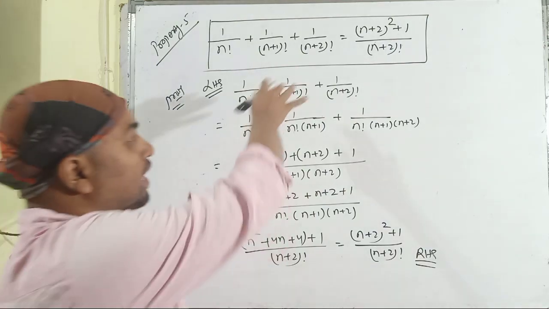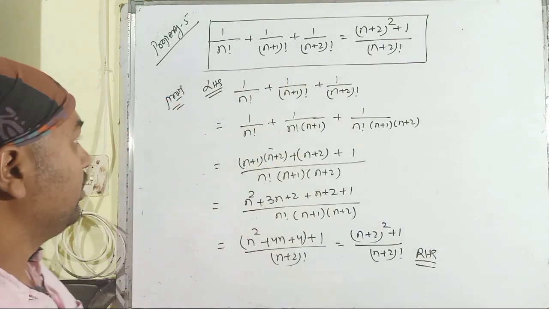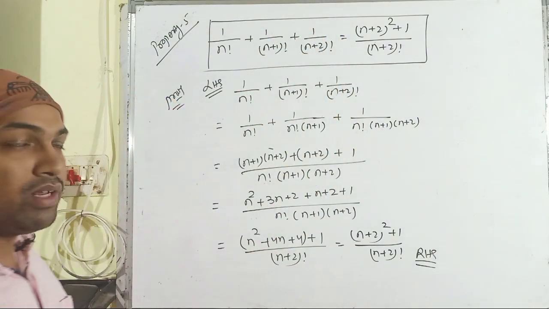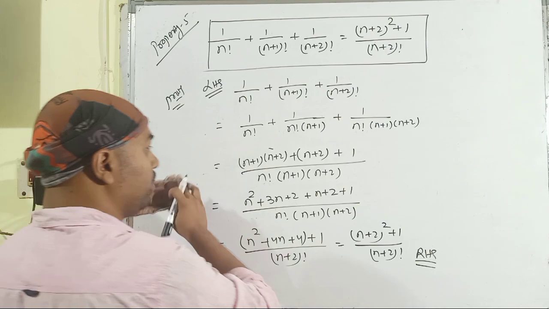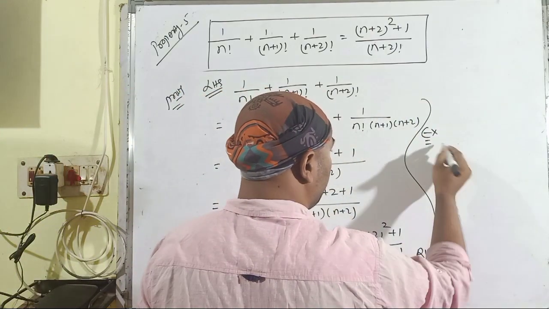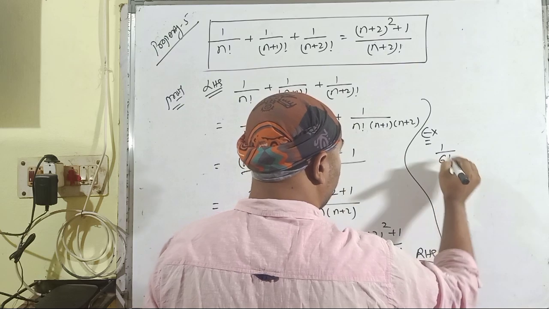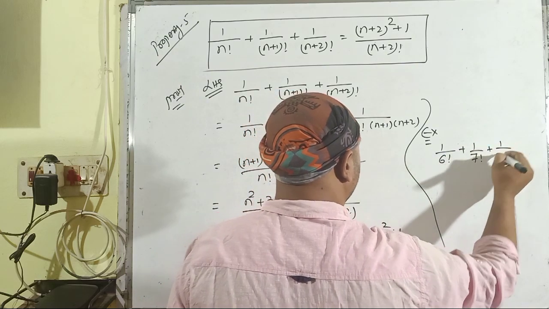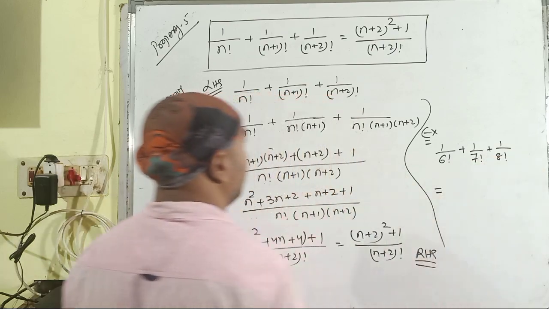The formula looks like a very big formula, but whenever problems are solved by using this formula, it will be very easy for you. Okay, let us discuss some of the problems. Suppose we have to evaluate the sum of 1 upon 6 factorial plus 1 upon 7 factorial plus 1 upon 8 factorial.